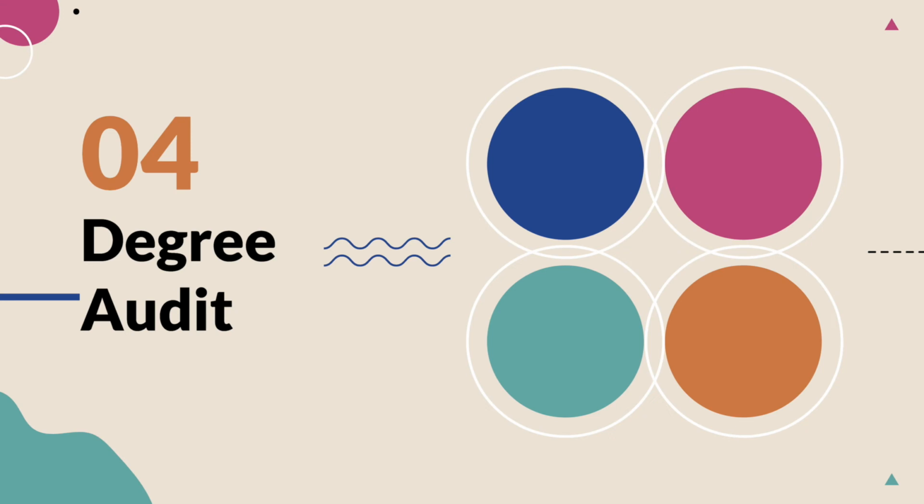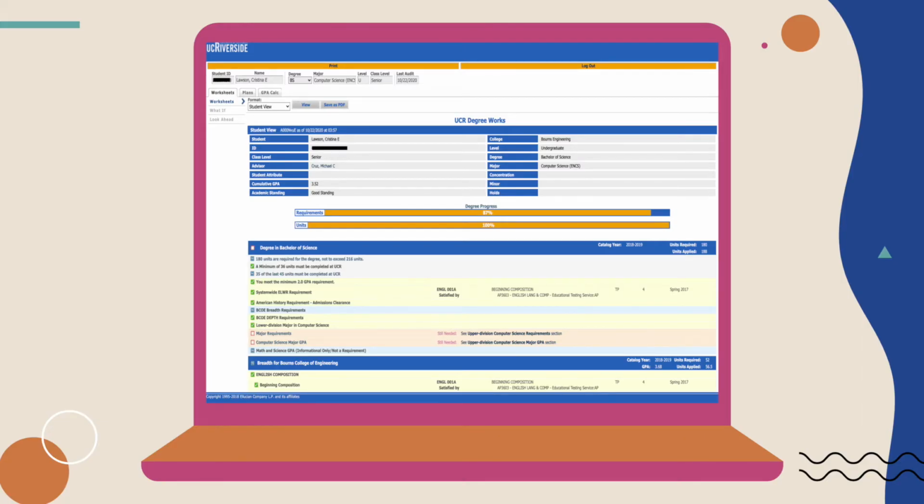Next, we're going to be going over degree audit. Looking at your degree audit is essential to knowing which classes you've taken that covered certain requirements and also knowing which requirements you have yet to fulfill. The example degree audit that is on this slide is my degree audit, which should be pretty similar to the one that you have, and exactly similar if you are a computer science major.